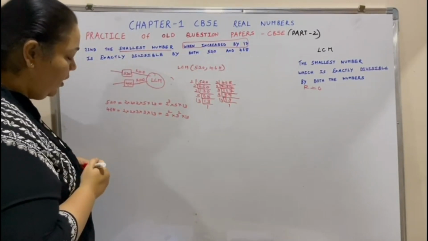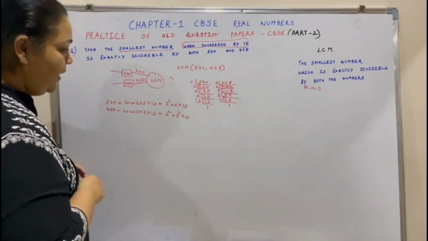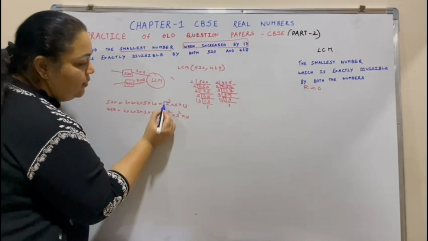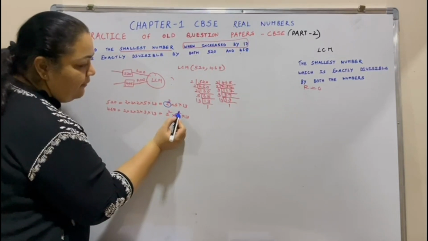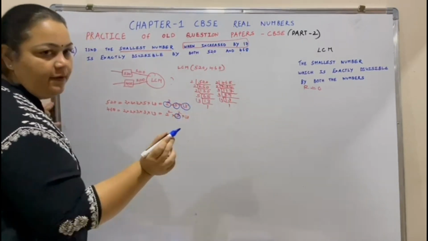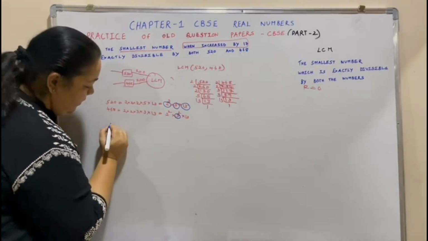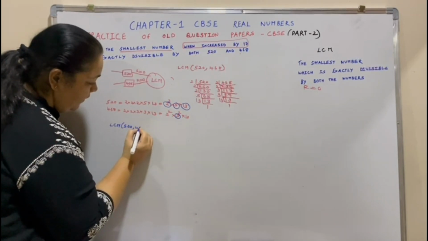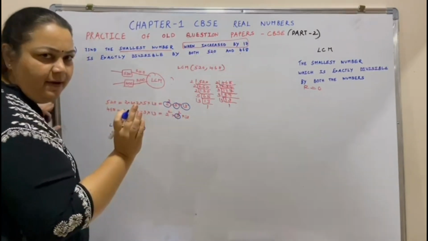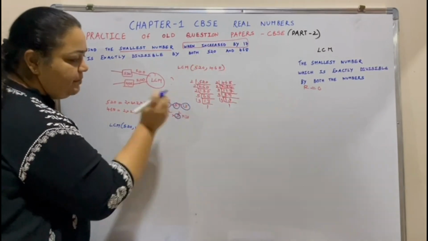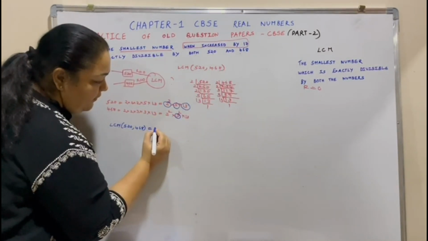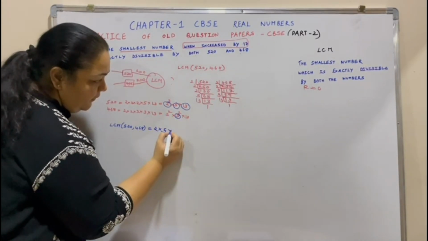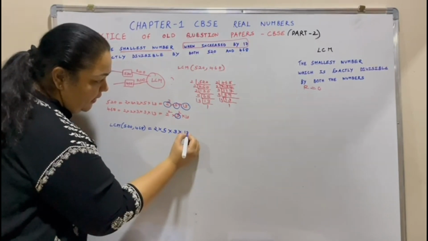Okay. Now what is LCM? For LCM, first you have to write what all individual numbers are available. So 2 is available, 3 is available, 5 is available and 13 is available. First write all the different numbers. What all different numbers are available? 2 is available, 5 is available, 3 is available, 13 is available.